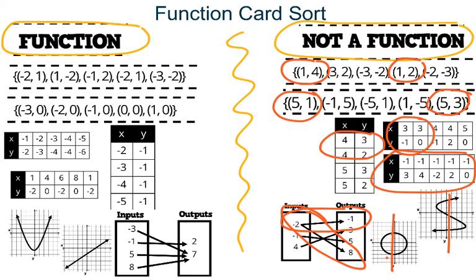So remember, in order to be a function, for every x value, there is only one y value. That's what you're looking for. So you can look at it in relations, you can look at it in tables, you can look at it in the input-output, or I think the easiest way is to just look at a graph.